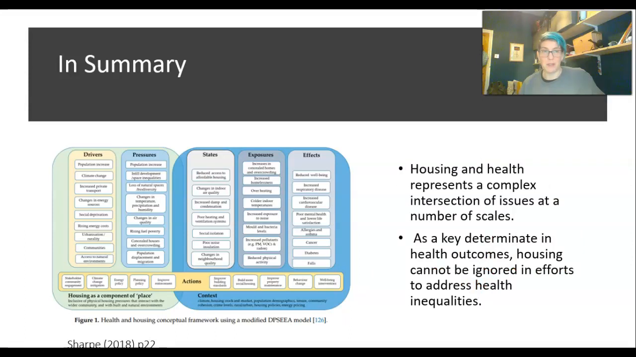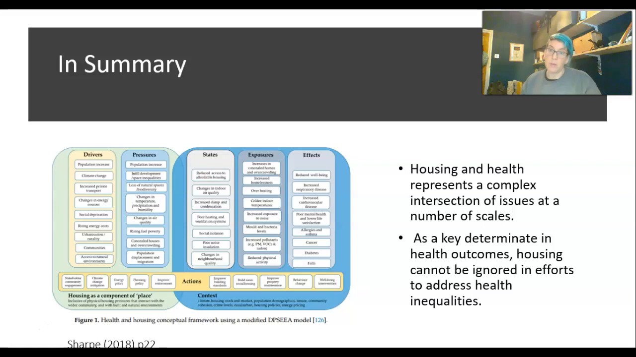So I hope this has been a useful summary overview. Obviously, I can only introduce some of those key subjects and direct you towards the themes in the literature, and we'll be discussing these in class. But housing and health is a very complex intersection of issues at a number of different scales, from individual agency, individual behaviours, family behaviours, all the way up to the wider physical environment, economic environment, and social environment within which people live. And there are a number of different ways that planners can work and influence within those different spheres and those different scales.